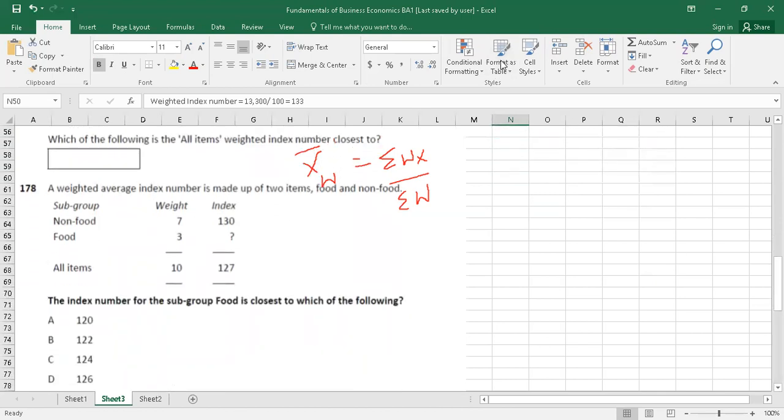178 says a weighted average index number is made up of two items, food and non-food items. So question number 178. We have non-food and then we have food. In this question, there is one item of index number missing. Weights are 7, 3, and the total is 10. Indexes: we have 130, and for the next one it's a question mark. But the total of WI is given as 127. So we are asked to find the missing figure, that is, for the food item, what the index number is.